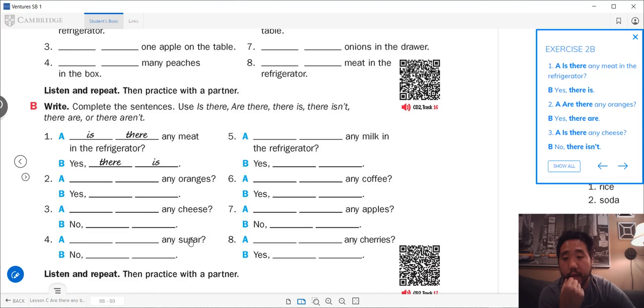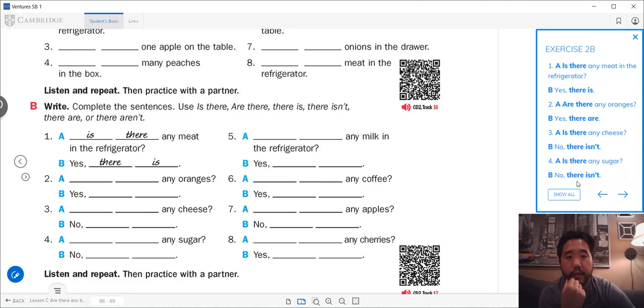Number 4, blank blank any sugar? Same thing because this noun can't be counted. So is there any sugar? No, there isn't. Number 5, blank blank any milk in the refrigerator? Yes, blank blank. So this time, milk is a noun that can't be counted, but the answer starts with yes. So we have to say is there any milk in the refrigerator? And the answer, we say, yes, there is.